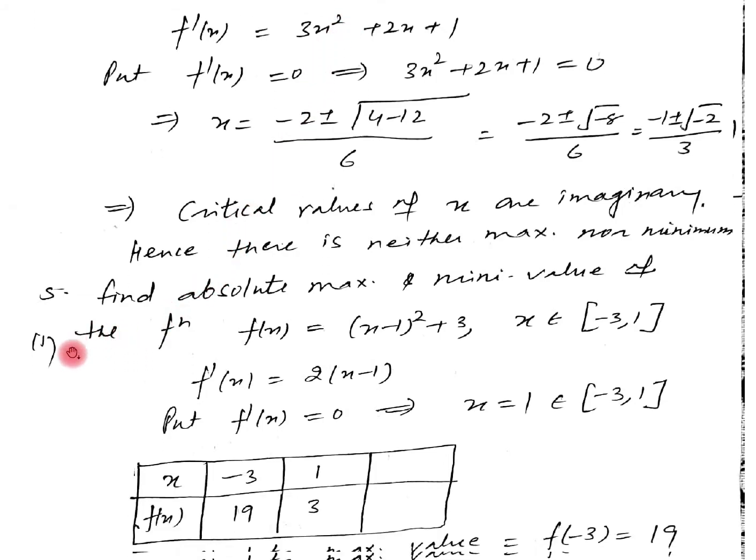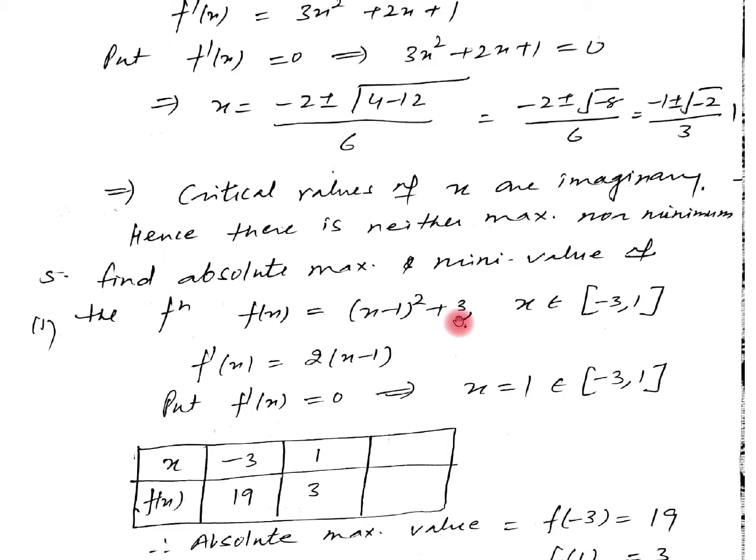Now question number 5 is to find the absolute maximum and minimum value of the function f(x) = (x - 1)² + 3, where x belongs to this closed interval. Now we have to find the absolute maximum and minimum value, or you can say we have to find the maximum and the minimum value. The word local is not there. Now be careful, don't get confused. Now we have to tell the absolute maximum or minimum value. How to do the question? Now f(x) equal to this, finding its derivative, f'(x) = 2(x - 1).